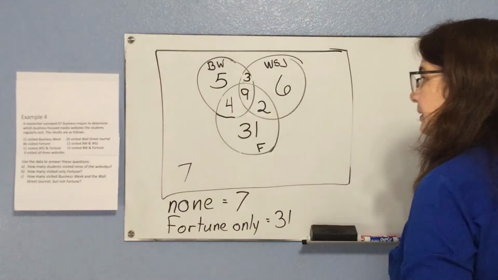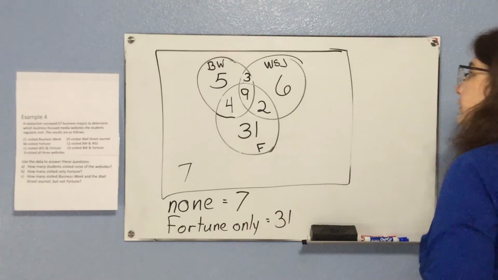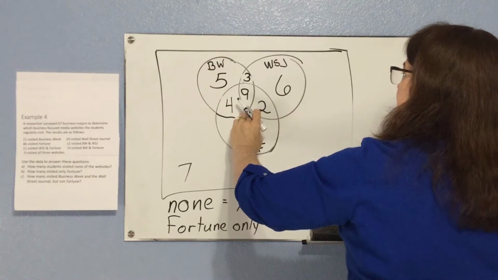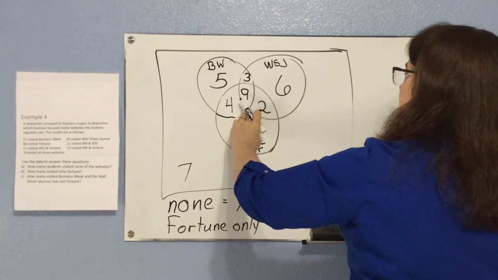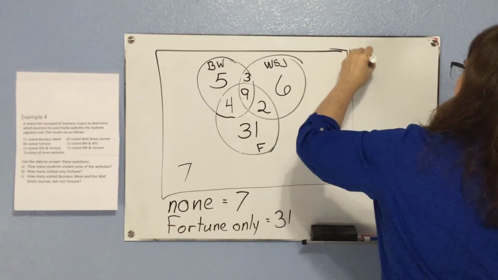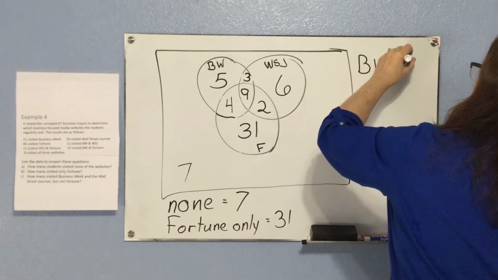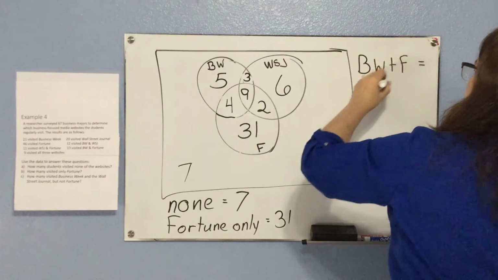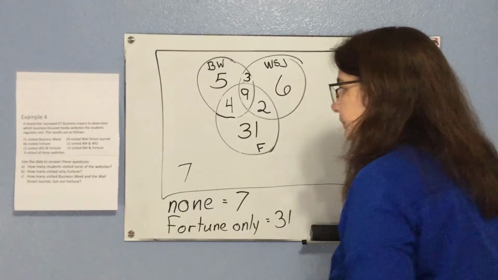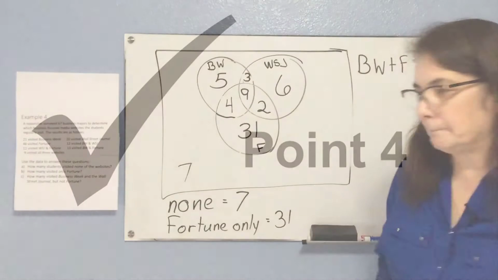How many visited Business Week and the Wall Street Journal, but not Fortune? So this area is Business Week and the Wall Street Journal, but if we say not Fortune, then we can't count these 9. So Business Week and the Wall Street Journal is going to be just 3. Pause the video now and work on checkpoint 4.